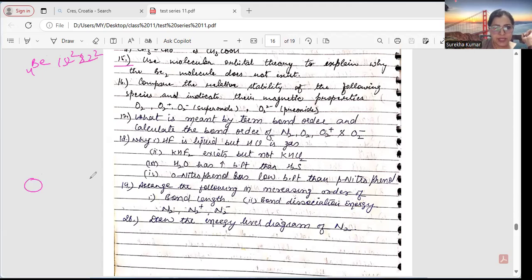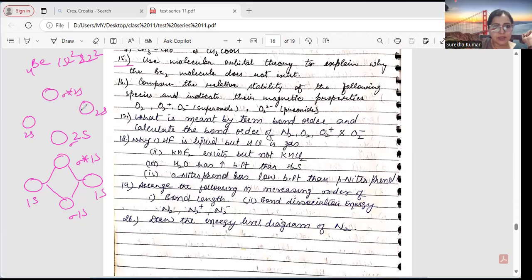So let me draw the molecular orbital picture of this. This is 1s, 1s, sigma 1s, sigma star 1s. And this is 2s, 2s, this is sigma 2s, and this is sigma star 2s. This is one beryllium, this is another beryllium.